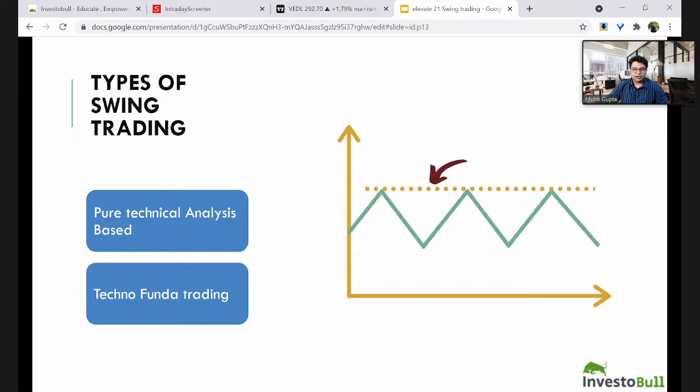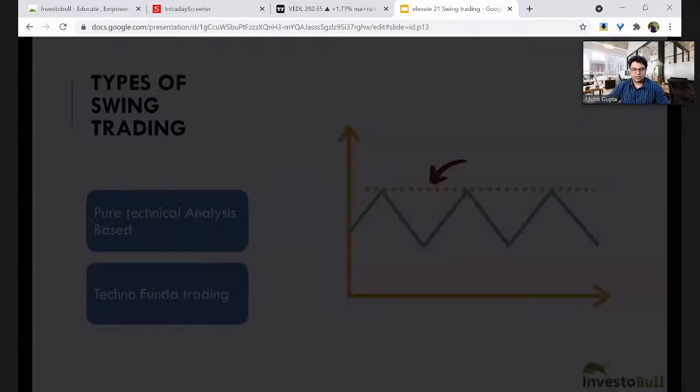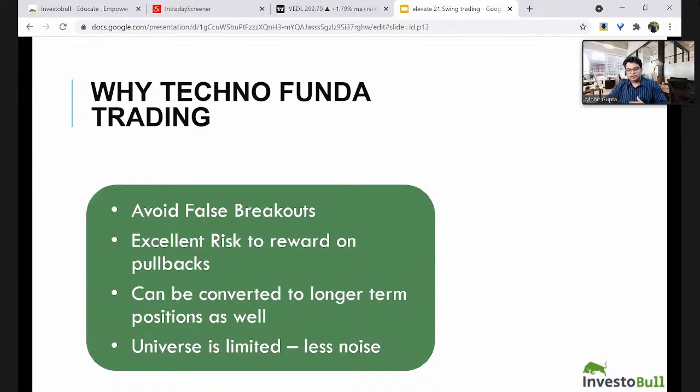What is this techno funda trading? Let's try to understand this in detail. So it's very simple. Techno funda trading just means that you have to trade in fundamentally sound companies, or companies or sectors which are in trend, whose fundamentals are improving, or whose earnings are going to improve.